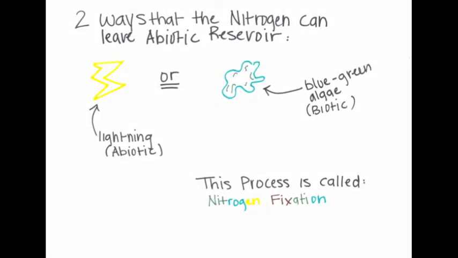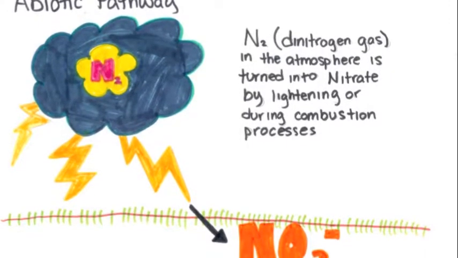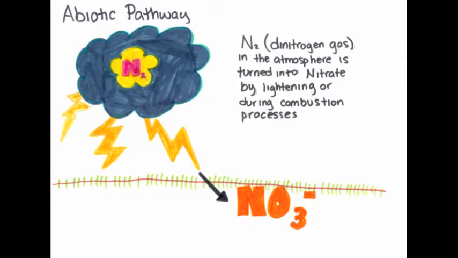There are two ways that nitrogen can leave its abiotic reservoir: biotic pathway or abiotic pathway. In other words, two different ways for nitrogen fixation to occur. The abiotic pathway is through lightning, combustion, or production of industrial fertilizer. This process turns the dinitrogen gas directly into nitrate. Nitrate is a form of nitrogen that is easily used by producers. The biotic pathway is more complex.